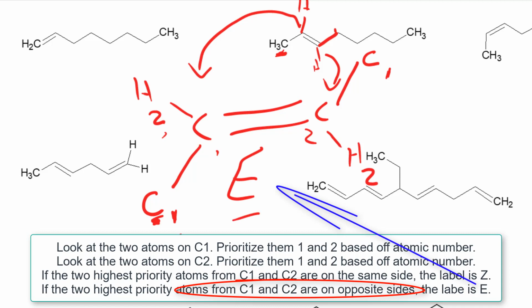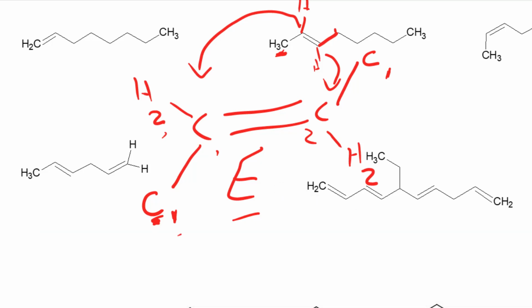So if the higher atomic numbers were both on the same side, or as my students like to say, the same side, then it would be a Z conformation. It's an easy way of remembering E and Z. So we now know that we have an E conformation for this.